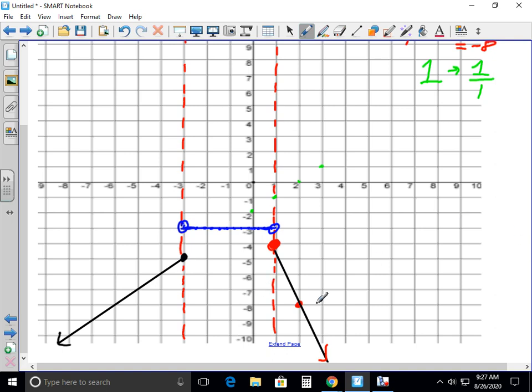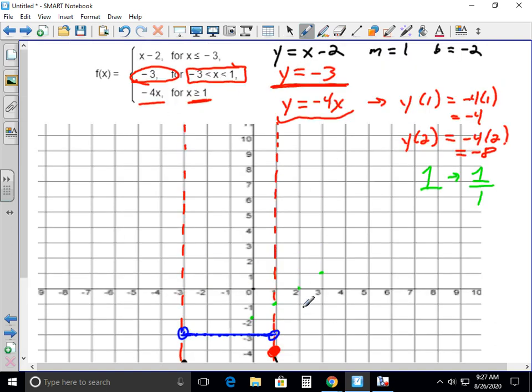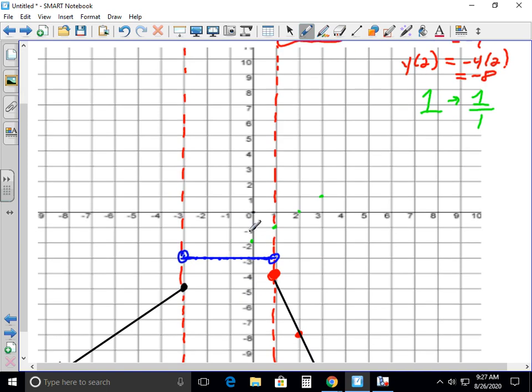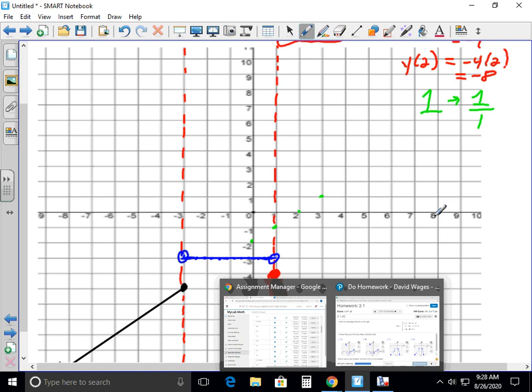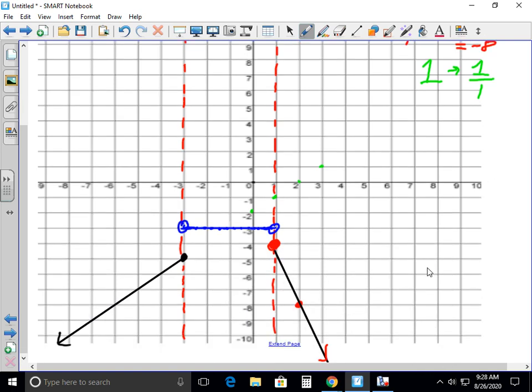We could have used the slope and the y-intercept. Our y-intercept on the third one is 0, and our slope is -4, so down 4 over 1. And when we put our straight edge through those points, we would have just drawn it in its interval. So different ways we could draw those lines.